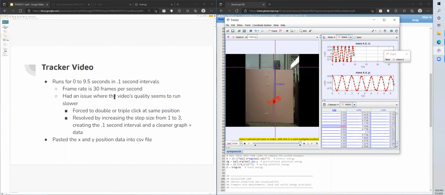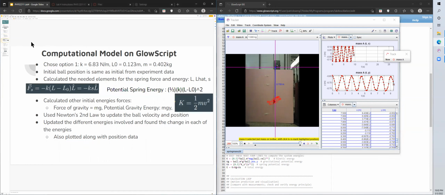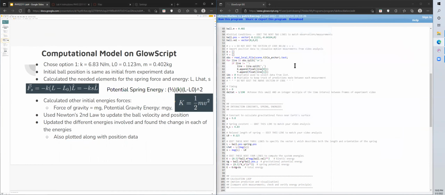The frame rate is 30 frames per second, but I had an issue where the video's quality seems to run at a slower rate. So I was forced to double or triple click at the same position sometimes instead of just once. So I resolved this by increasing the step size from 1 to 3, as seen right here. And that's what created the 0.1 second interval. And it also created a cleaner graph and data. And then we copy and pasted this X position and Y position data into a CSV file to use for a computational model. So now let's look at the computational model, which is right here.